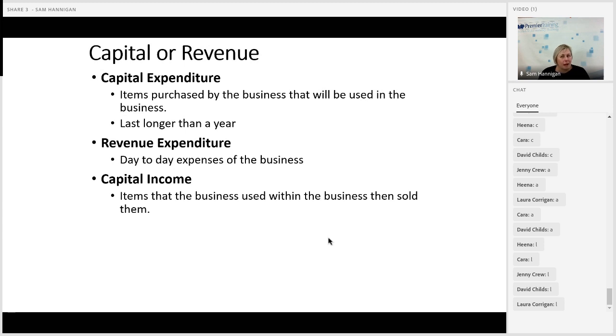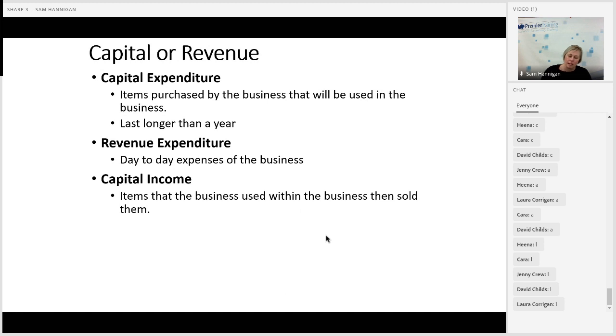The next one then is capital income. This is where businesses have, say, surplus office equipment like tables, chairs, filing cabinets. A business might sell them to generate some cash. So money that the business is getting from selling assets, non-current assets, is classed as capital income. It's only classed as that because you're selling items that belong to the business.